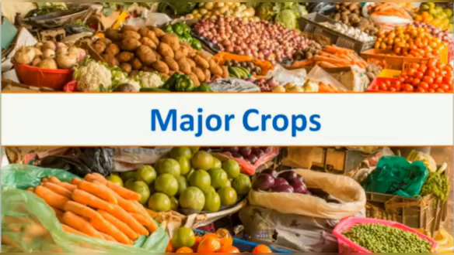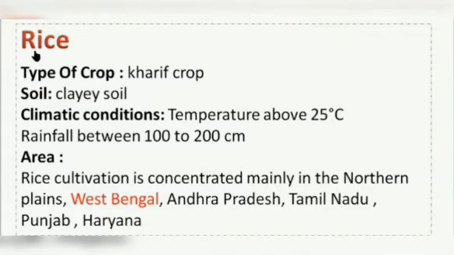First one, major crops. So many varieties of food and non-food crops are grown in various regions. In which first one is rice. The type of crop is Kharif. Soil, the clayey soil, and climatic condition, temperature above 25 degrees Celsius, and rainfall needed is between 100 to 200 centimeter. And area, predominant paddy cultivation, rice cultivation area is northern plains, and then West Bengal, Andhra Pradesh, Tamil Nadu, Punjab and Haryana.